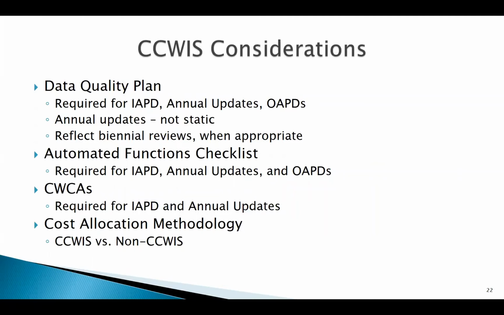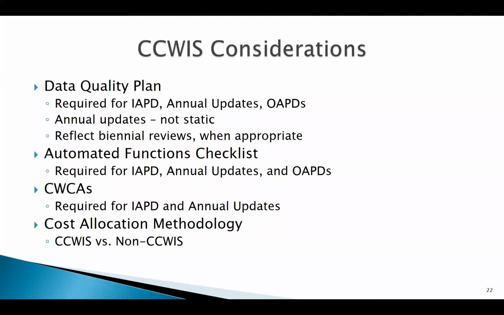So, CCWIS considerations. Required for an IAPD is your data quality plan, your annual updates, and your OAPD. Like I said earlier, the data quality plan must be included in all of your submissions, and it should be updated. Your annual updates with your data quality plan are not static. They should also reflect your biennial reviews when appropriate. Your automated function checklist is required for your IAPD, your annual updates, your OAPDs.